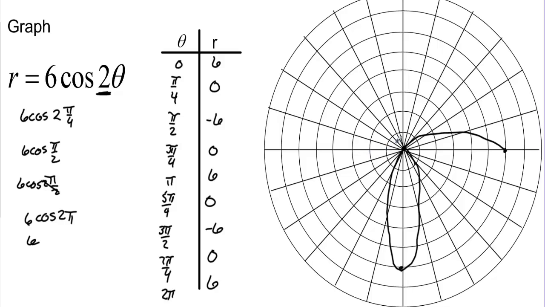And then pi is 6. 1, 2, 3, 4, 5, 6 right here. So then it curves around to pi. At 5 pi over 4, we're back to 0. So here we are coming back to 0 like that. 3 pi over 2 is negative 6. So going down, we're going back 6. 1, 2, 3, 4, 5, 6. So then it curves around to this one right here. And then at 7 pi over 4, we're back to 0. Back to 0. And then it curves back to 6 at 2 pi. And that should be a nice rose petal.